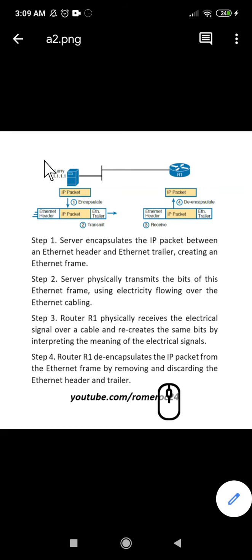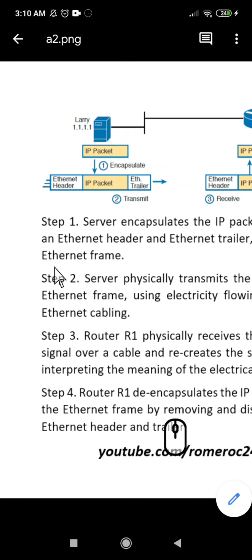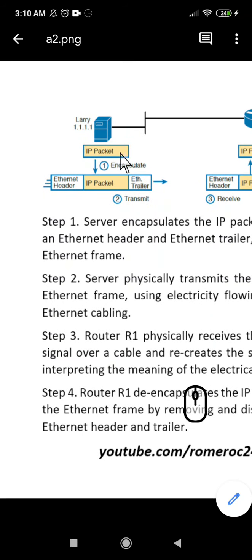On the left, you can see the server, on the right, a router. They are connected through the network. Now, step 1, encapsulate. Step 1, server encapsulates the IP packet between an Ethernet header and Ethernet trailer, creating an Ethernet frame. You can see up here the IP packet, and on data link layer is encapsulated with the Ethernet header and Ethernet trailer.